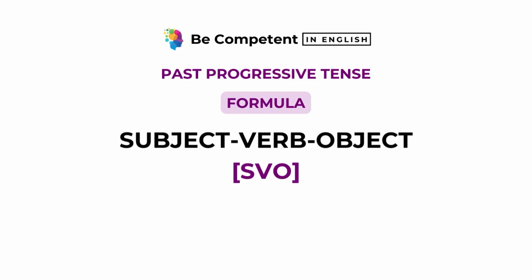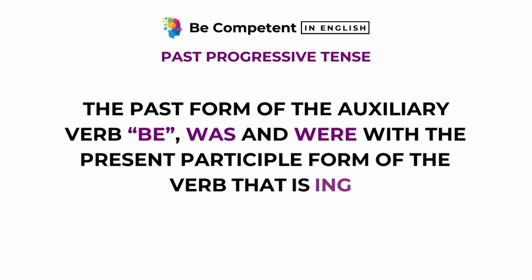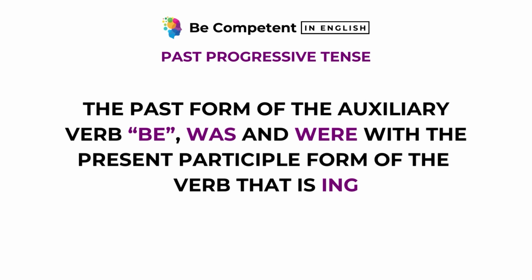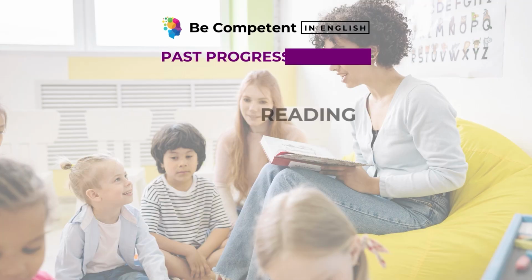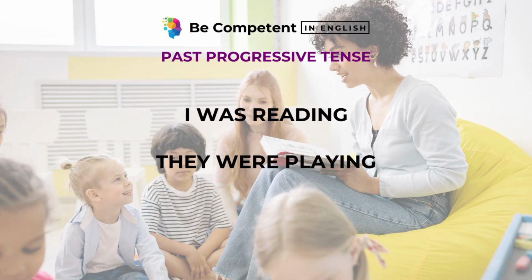Okay, fine. Let's start with the formula of the past progressive tense first. In the past progressive tense, we are going to follow the same basic structure of the English language, that is subject, verb and the object. But in this tense, we are going to use the past form of the auxiliary verb be, that is was and were, with the present participle form of the verb, that is ing. You can say like I was reading and they were playing. Okay, fine. Is it clear?